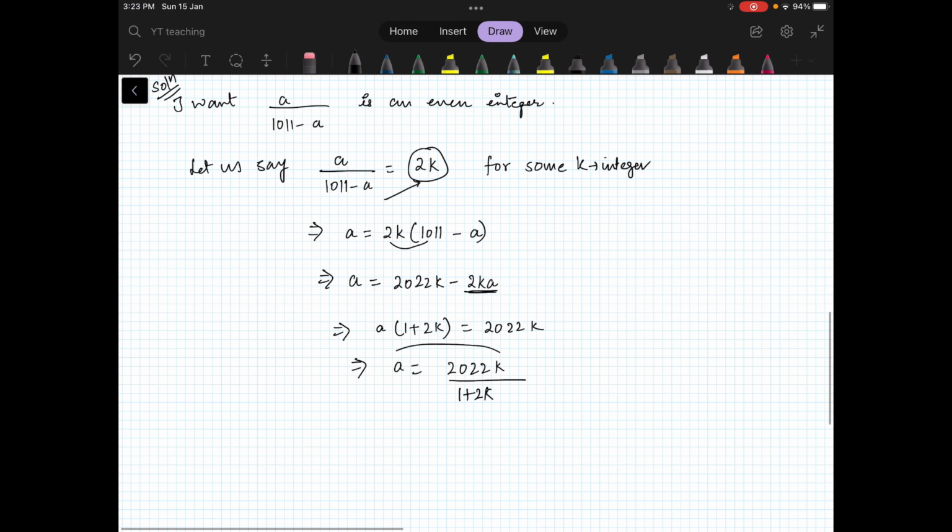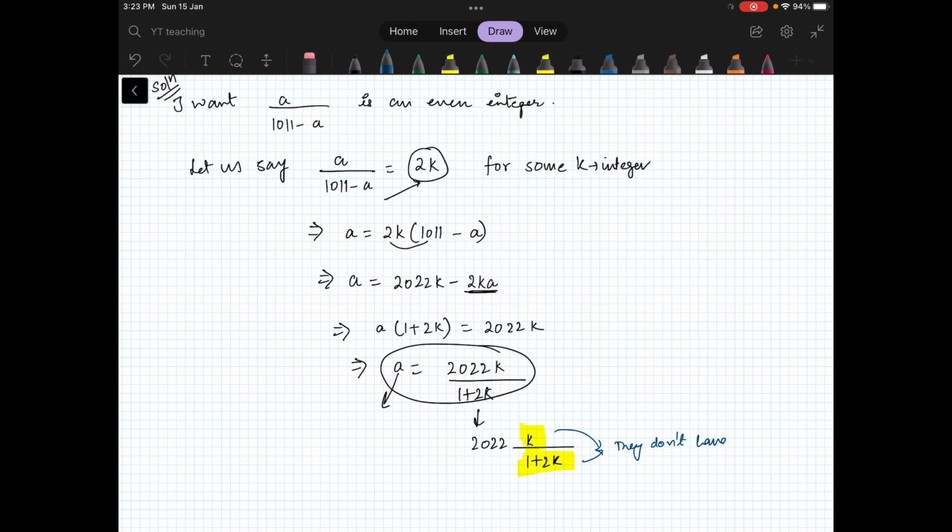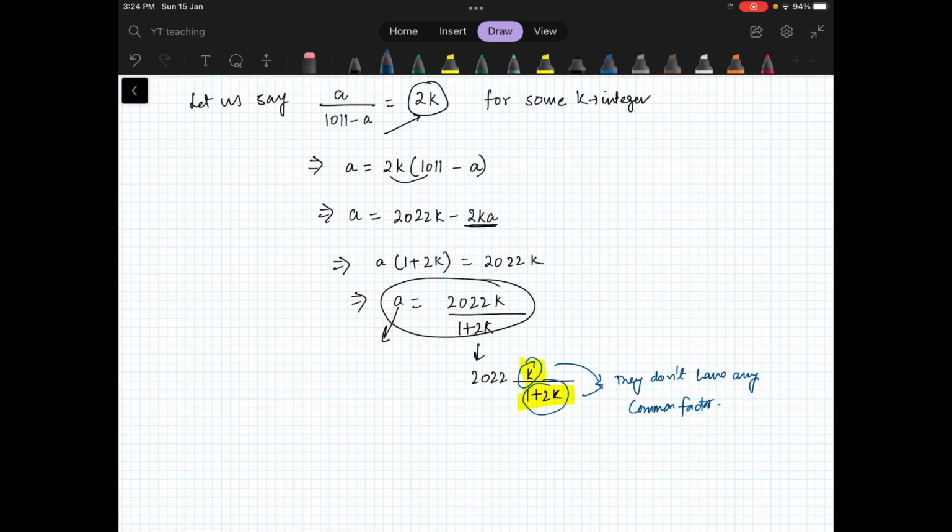Now if you look at this number, you want a to be an even integer. This is 2022k over 1 plus 2k, right? And you know that k and 1 plus 2k do not have any common factor. If they had a common factor, that would be only when k is 1, because if k is 1, this is 3, right? Then we don't have to worry much, but generally they don't have a common factor.